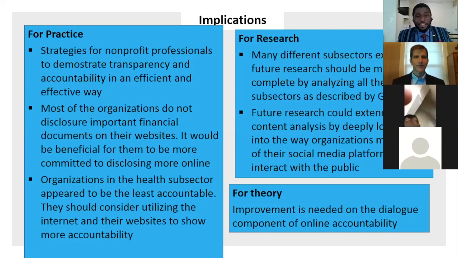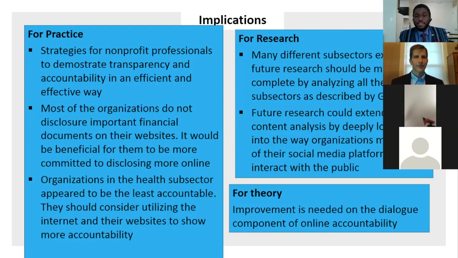Actually, GuideStar listed 9 different subsectors. So for future research, it would be good to deal with most of these subsectors, and this will help us have a better understanding of how those subsectors differ in terms of their online accountability.